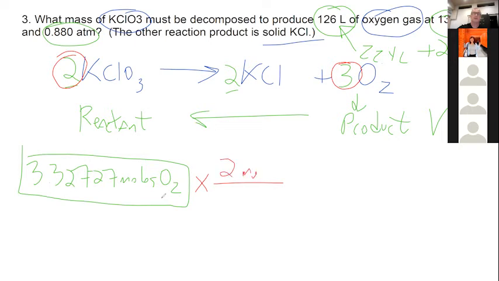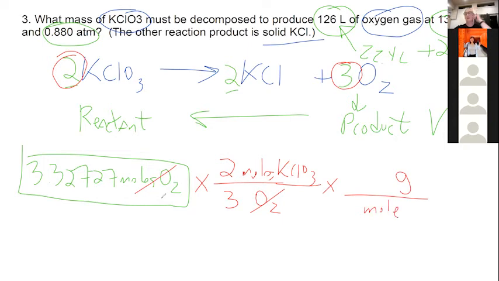So we get 2 moles KClO3 is equivalent to 3 moles of O2. So that gets rid of our moles of O2. But we're asked for a mass, so we want to end with grams, and we want to get rid of moles.